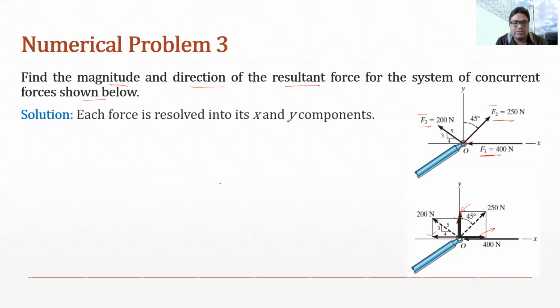Now in the solution, we have to resolve all the forces along the x-axis and y-axis. In the diagram, they are already resolved. So 250 is along the horizontal axis and along the y-axis. Similarly, 200 is along the y-axis and x-axis. We will find their component values. First of all, we will find the x component. Along the x-axis, we have three forces: force F1, the x component of the 250 force, and the x component of the 200 force.